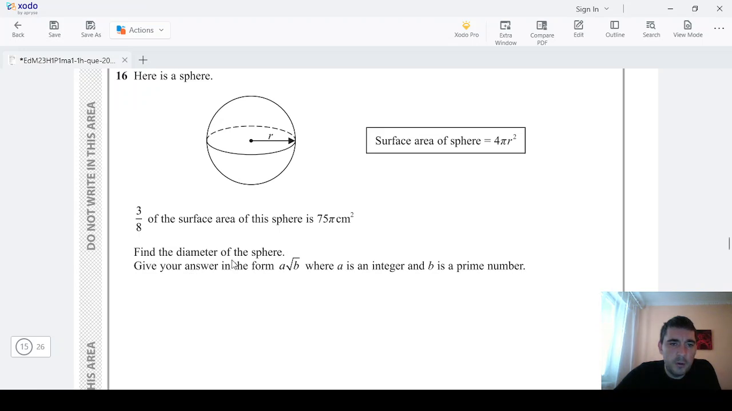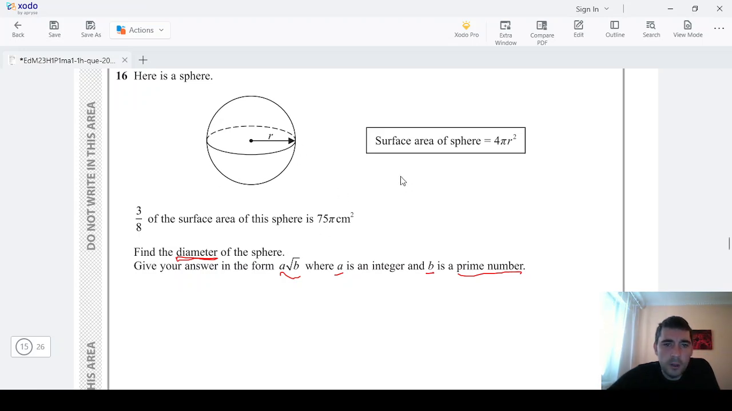Find the diameter of the sphere, give your answer in the form a square root of b, where a is an integer and b is a prime number. Okay, so let's highlight the key words and underline keywords. What we are looking for is the diameter. First, what I need to get, I assume, is the full surface area.